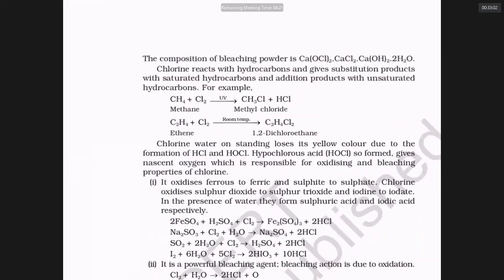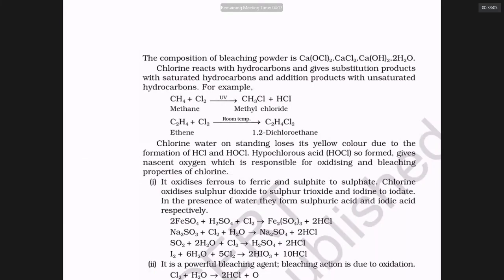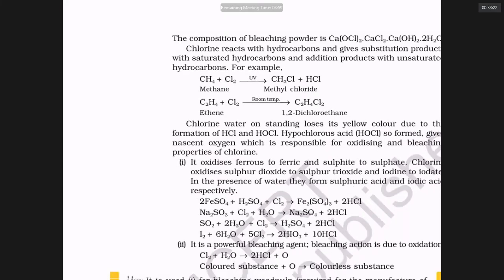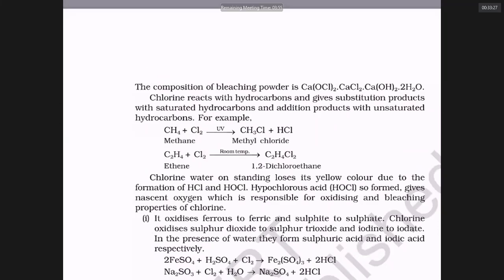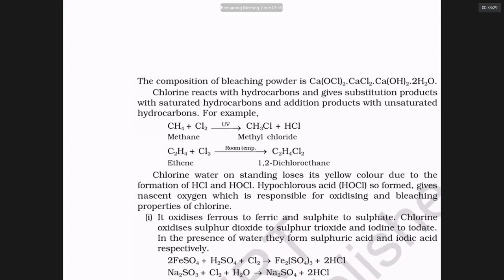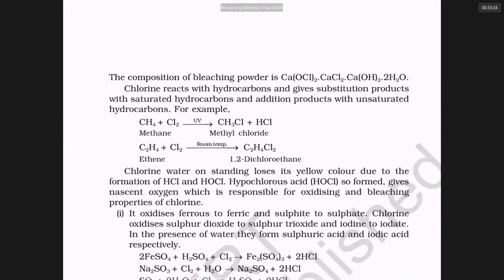The composition of bleaching powder is CaOCl2.CaCl2.Ca(OH)2.2H2O. He has given the average. According to this book, they are saying bleaching powder is a mixture of calcium chloride, calcium hypochlorite, and calcium hydroxide. The average composition is fine. So in the exam, if they ask, you can put this as your answer because the IIT paper is set according to NCERT. You can't change it, whether it is correct or wrong.